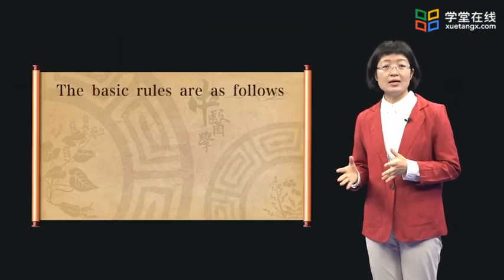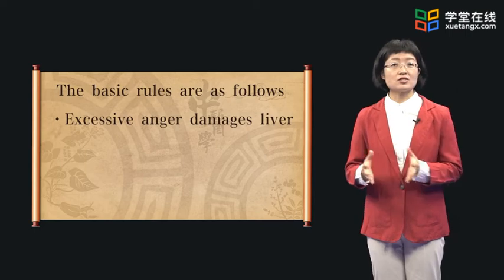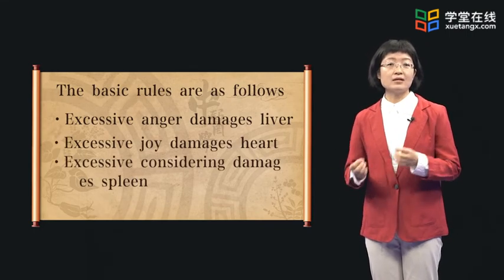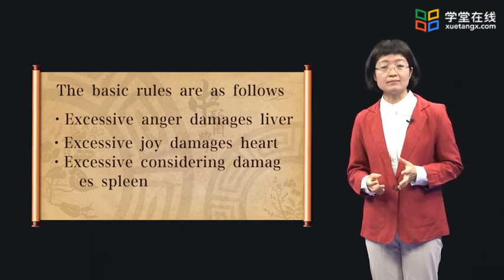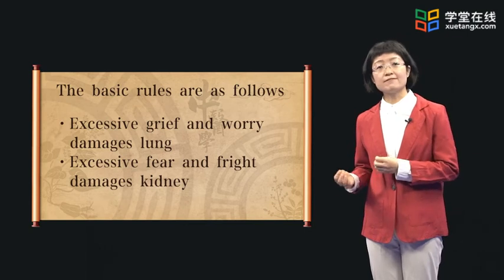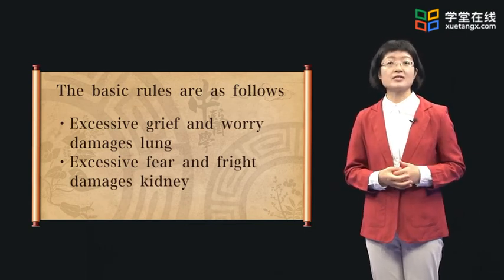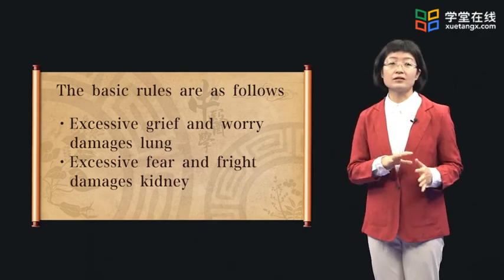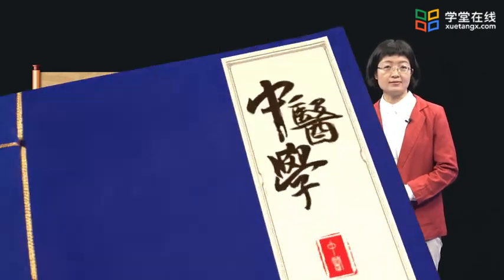The basic rules are as follows. Excessive anger damages the liver. Excessive joy damages the heart. Excessive considering damages the spleen. Excessive grief and worry damage the lung. Excessive fear and fright damage the kidney. Anyway, excessive emotions damage the functions of some organs.